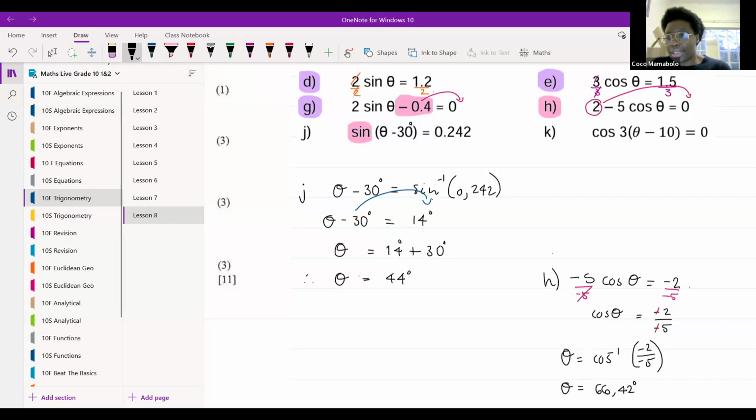Now look at K. I want us to look very carefully at what we're going to get over here in K, guys. What are we going to put into our calculator? We're going to put arc cos. But because this 3 over here comes before cos, that means my answer is actually going to be 3 times theta minus 10 degrees is equal to arc cos of.